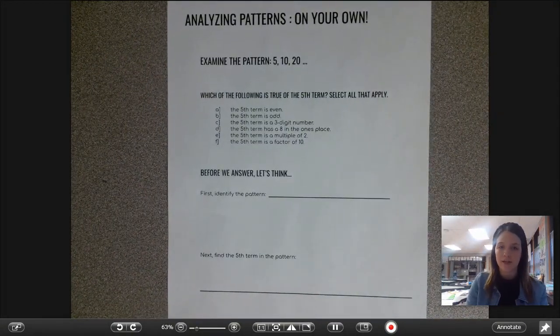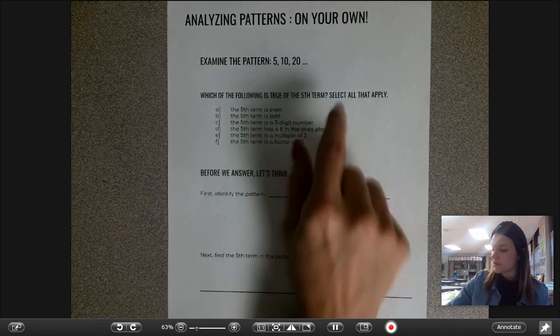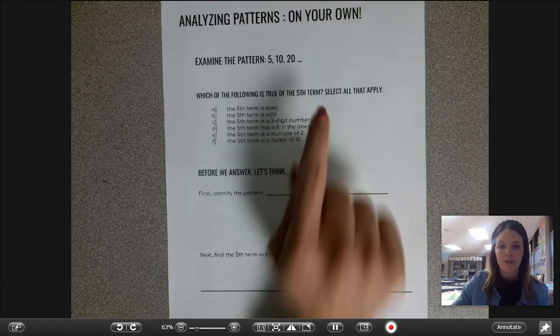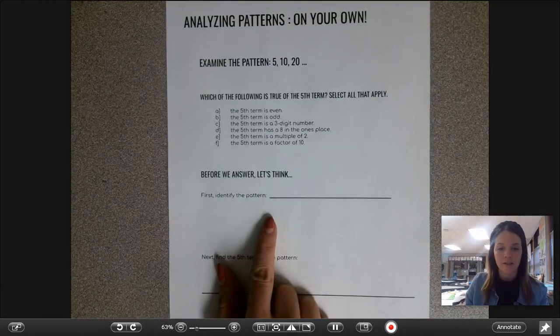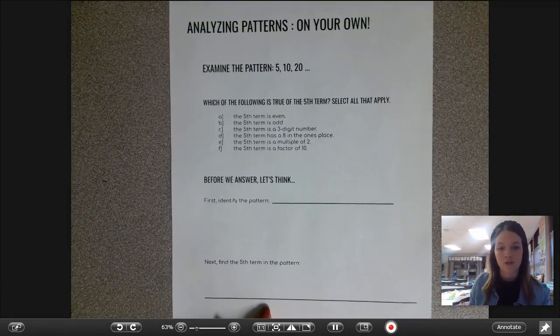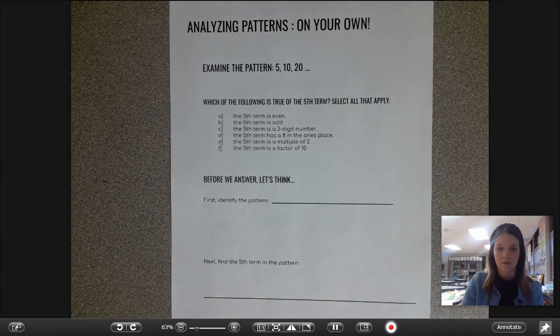Here's the pattern you'll be looking at today. It's 5, 10, 20. Remember, before we ever solve the answers, which this looks like it's about the 5th term, we first need to identify the pattern. And then next, I want you to find the fifth term in the pattern, and then we can go back and answer the questions. So go ahead and pause this video, take a look at what's in front of you. If you need a piece of scratch paper or whatever you need to work with, go ahead and do that to find your answers.